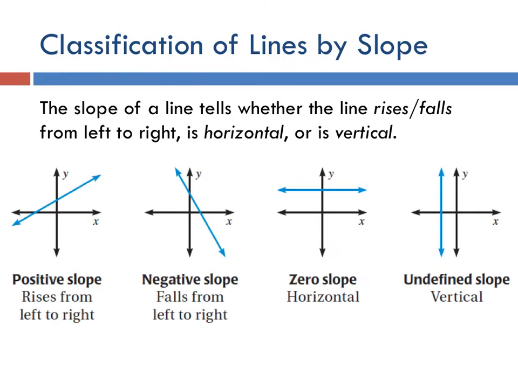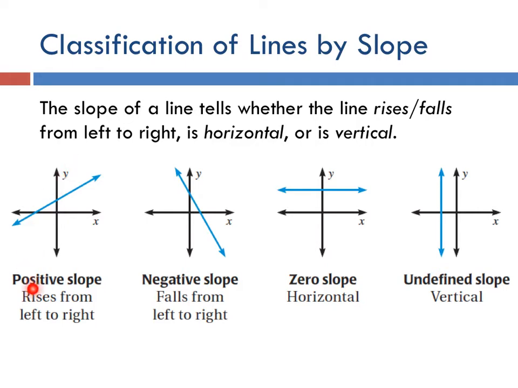So first, classifying lines by their slope. The slope of a line tells us whether the line rises or falls from left to right, like these, if it's horizontal like this one, or if it's vertical like this. Remember, horizontal means left to right, it's like the horizon. Vertical means up and down. So here are the 4 different examples.